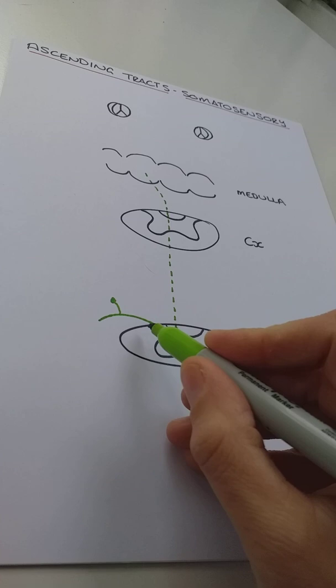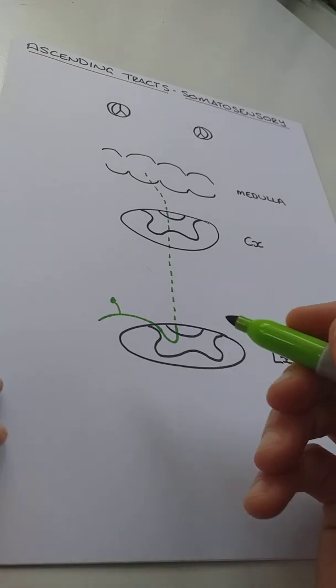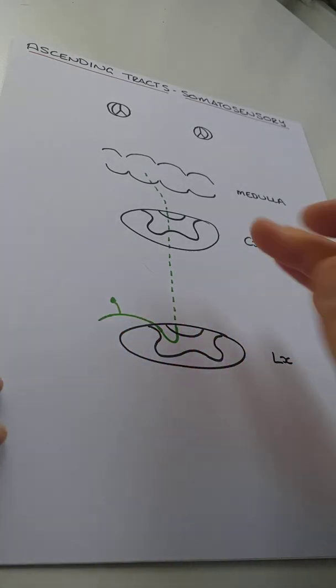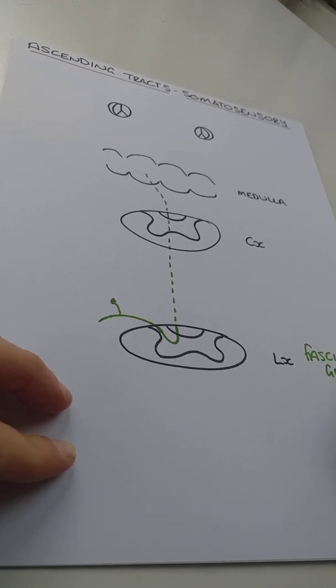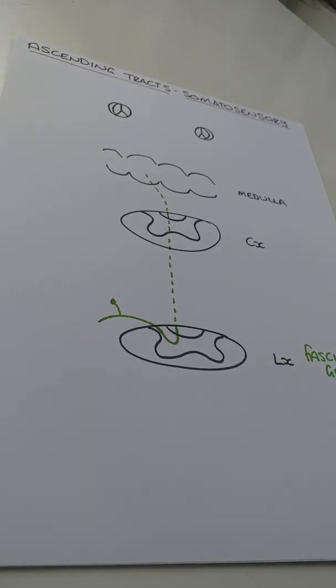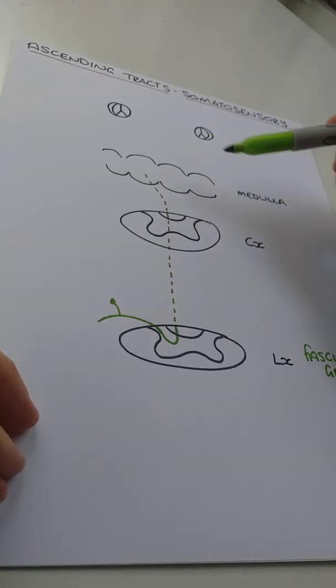And this particular tract is called your fasciculus gracilis. Okay, that's that, and that comes up into your nucleus in the medulla.